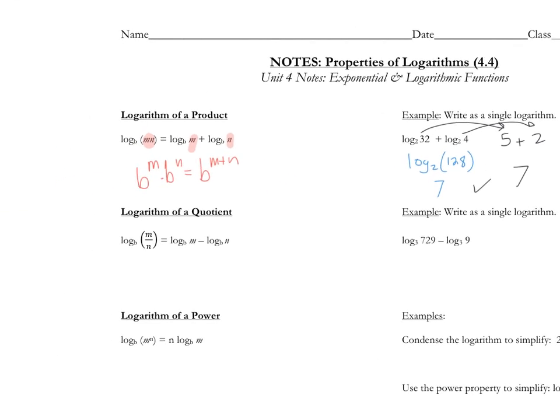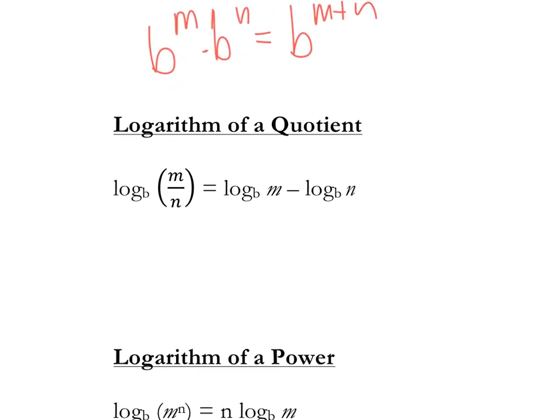The next rule is very closely related. It's the logarithm of a quotient. Now, when I have the logarithm of a quotient, I can rewrite that as two separate logs as a difference. Remember, when we divide terms with common bases, we subtract their exponents. We know that b to the m over b to the n equals b to the m minus n. So this is the equivalent rule in logarithms.